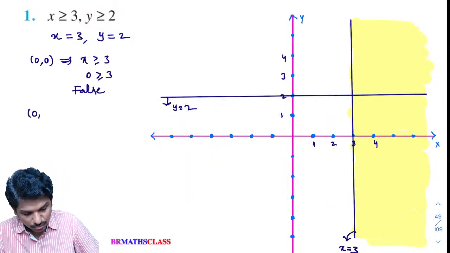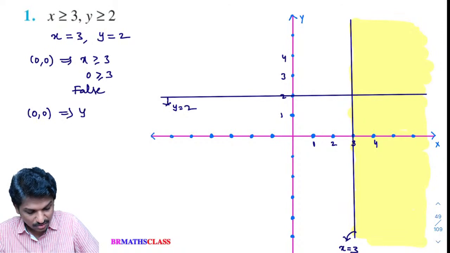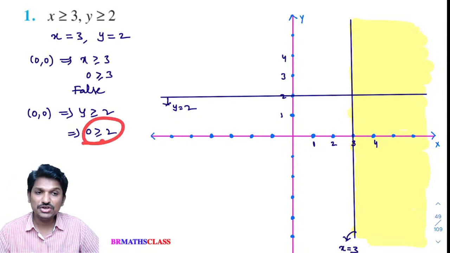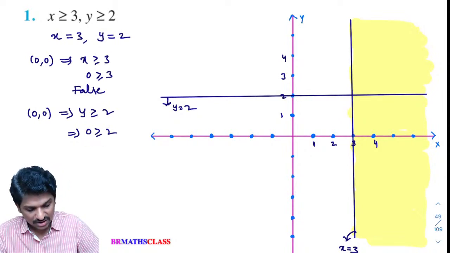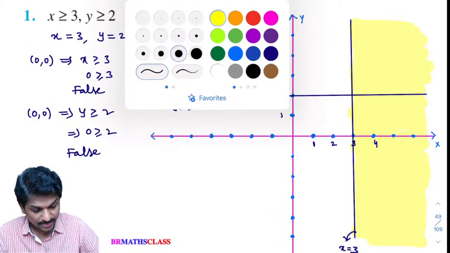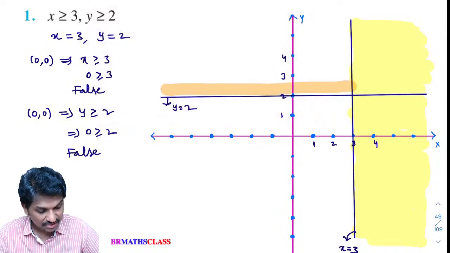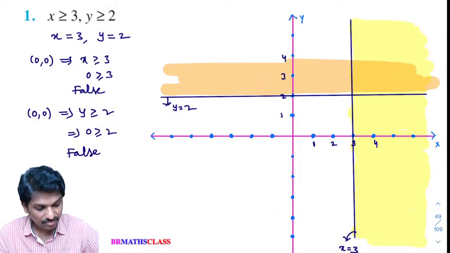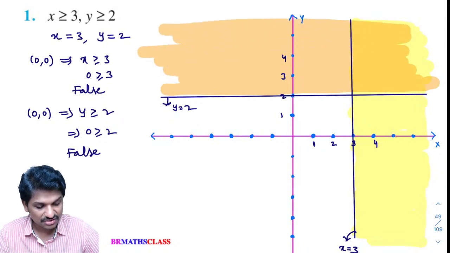So you put 0, 0 in this inequality, y greater than or equal to 2. In place of y you write 0: 0 greater than or equal to 2. Is 0 greater than 2? No, 0 is smaller than 2. So this is false. So which side do we need to shade? The non-origin side we need to shade. This is the non-origin side. You shade this part.